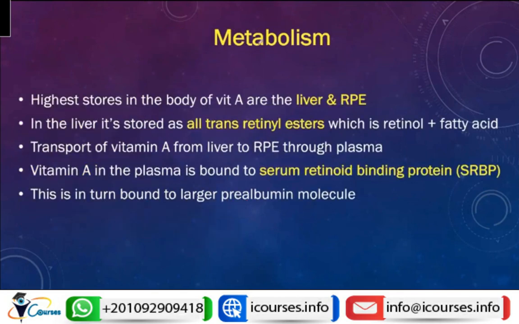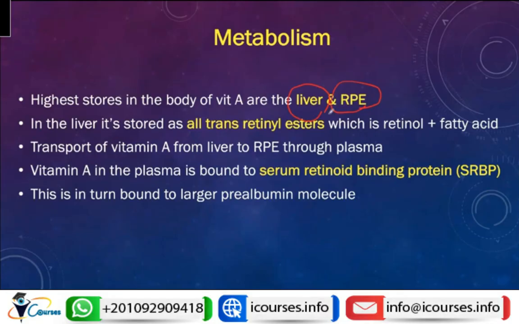So let's start with the metabolism. How do we acquire our needs of vitamin A? Vitamin A is present all over in different parts of the body, but it is highest in the liver and the RPE. These are the main organs for storage of vitamin A. Also, vitamin A is present in the conjunctiva and the cornea. It is important for the health of the cornea and the conjunctiva, but it is present in a much greater amount in the liver and the RPE.